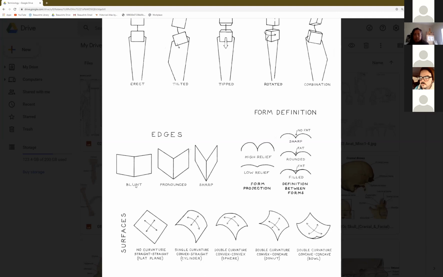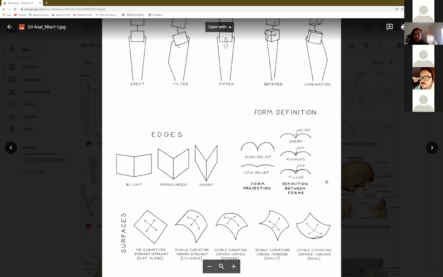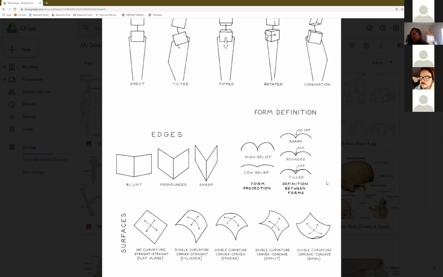So different kinds of edges: blunt, pronounced, and sharp. Different levels of definition of forms. So if forms are deeper, that's called high relief versus low relief, where things are flatter. And where forms merge or come together, either it's a soft merging or a more sharp coming together of two convex shapes.